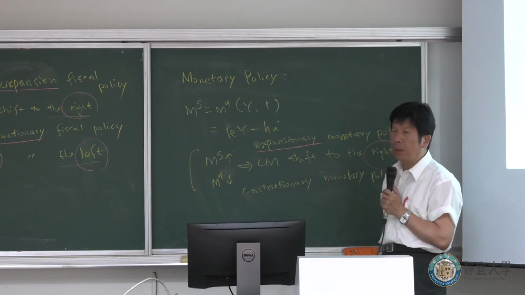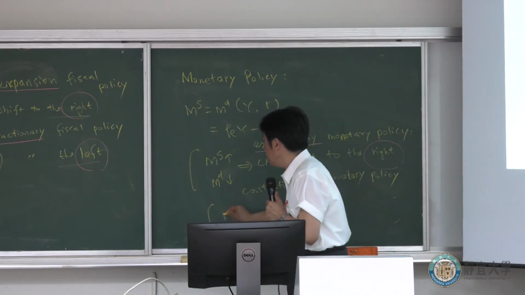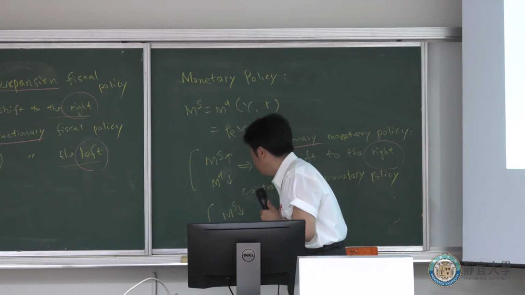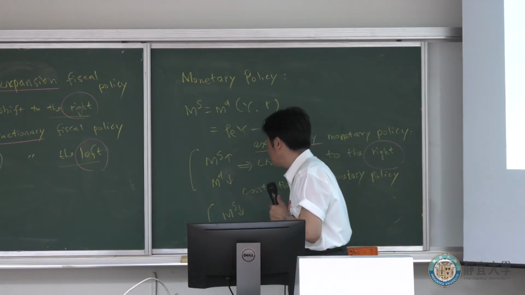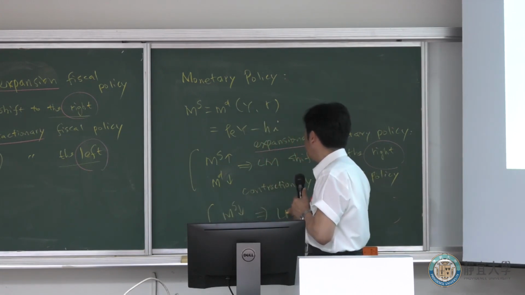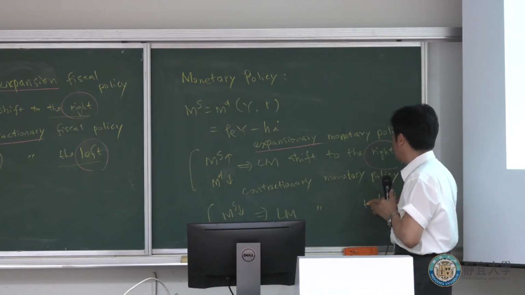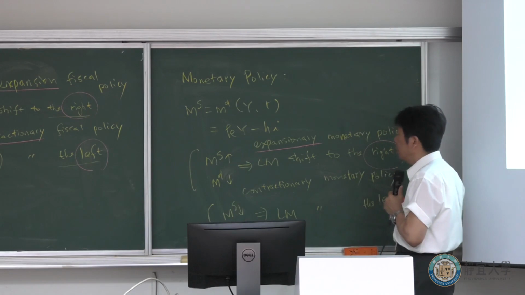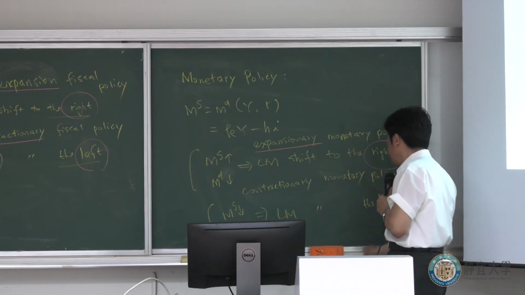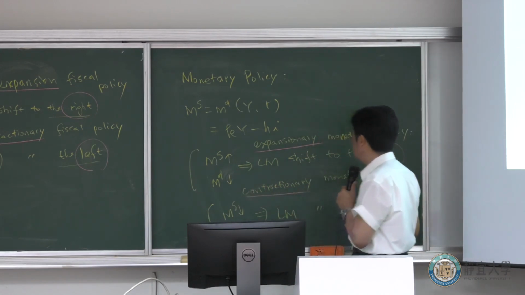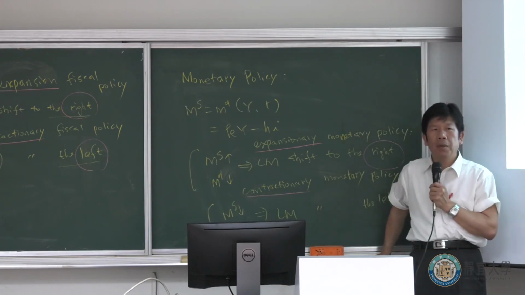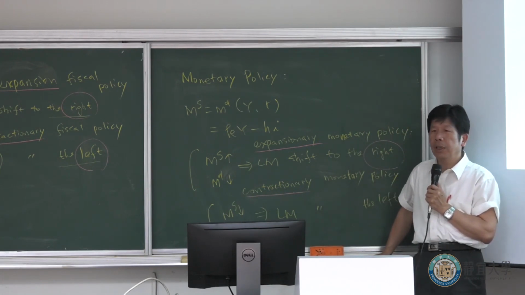Okay, and they would let the money supply decrease or money demand increase, and the LM curve will shift to the left. So you can see this is called contractionary monetary policy.